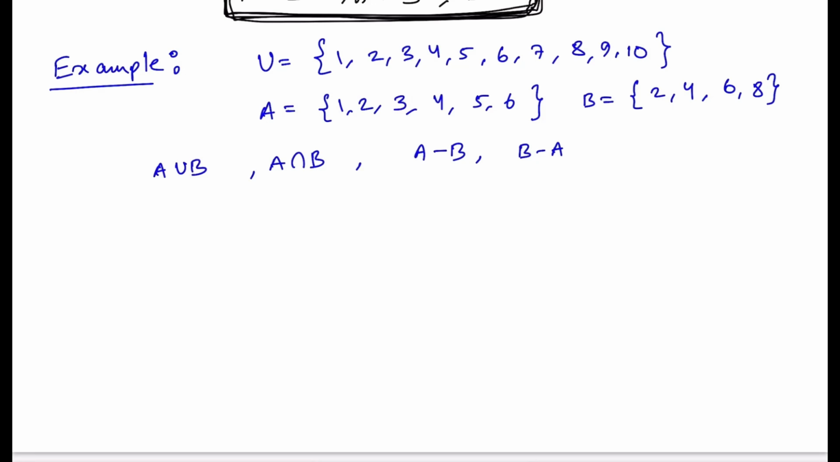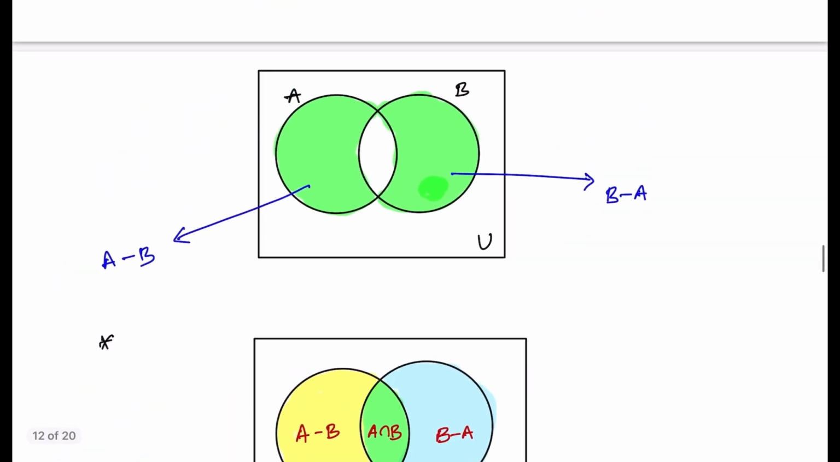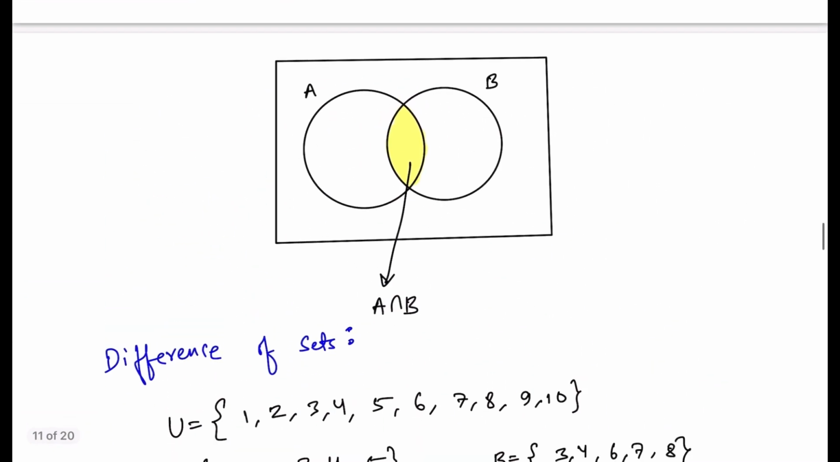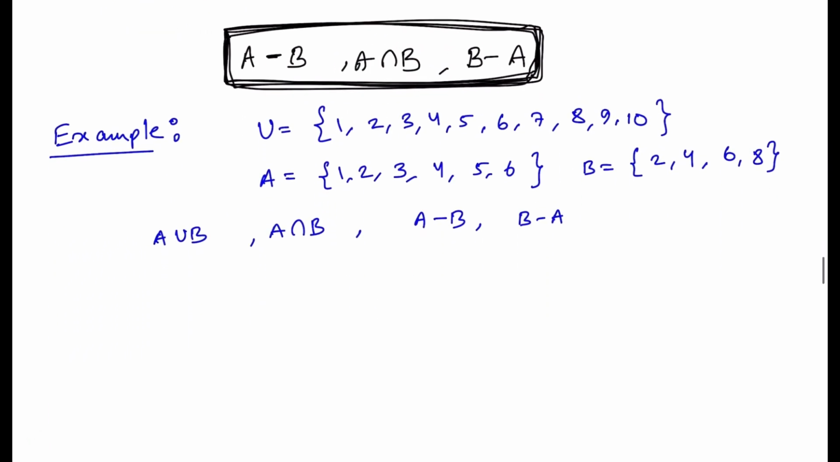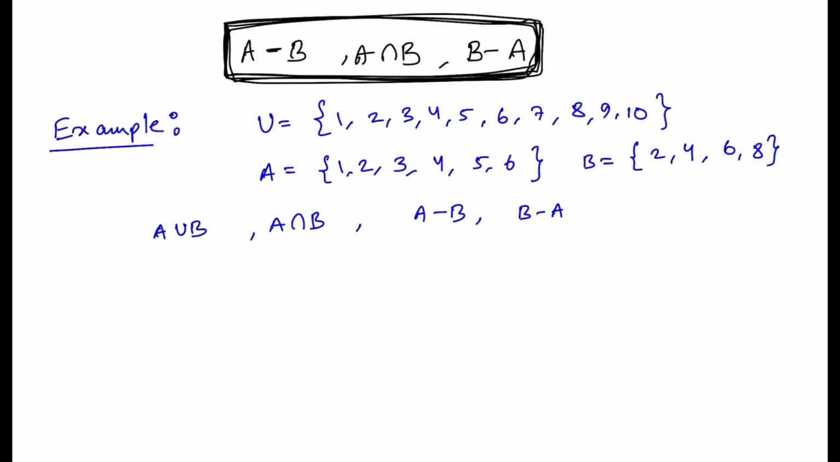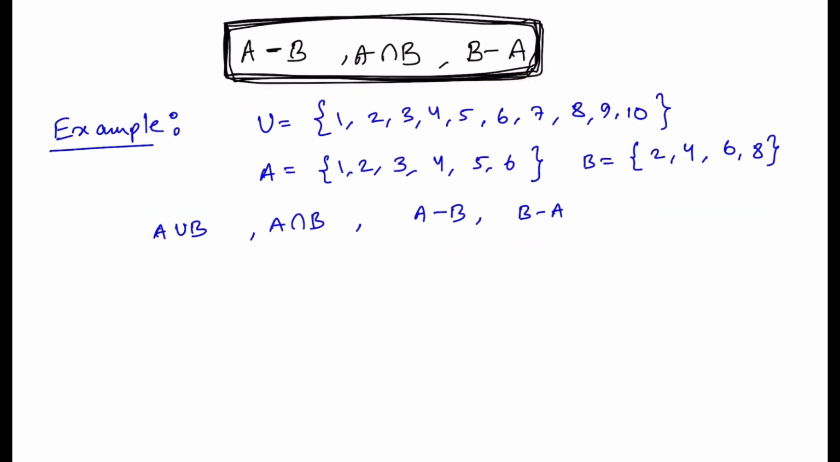In this video we will do some examples. In the previous video we have seen three subtopics: union of sets, intersection of sets, and difference of sets. In this video we will see an example to learn how to write A union B, A intersection B, A minus B, and B minus A. These two are difference of sets, this is intersection of sets, and this is union of sets.